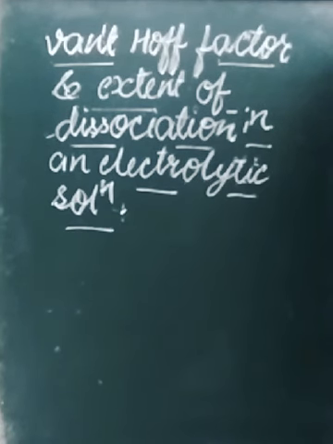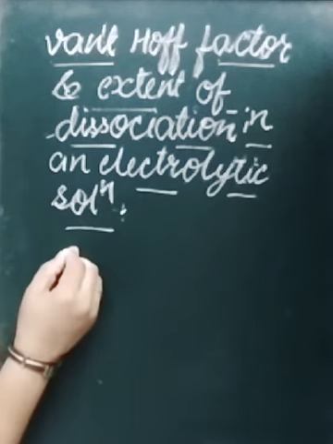We are going to study about van't Hoff factor and extent of dissociation in an electrolytic solution. We all know what is van't Hoff factor. Van't Hoff factor is denoted by i. It is the ratio of normal molar mass to observed molar mass, or we can also define it as a ratio of observed colligative property to normal colligative property. We will see how this i is related to degree of dissociation. Now let us define what is degree of dissociation.